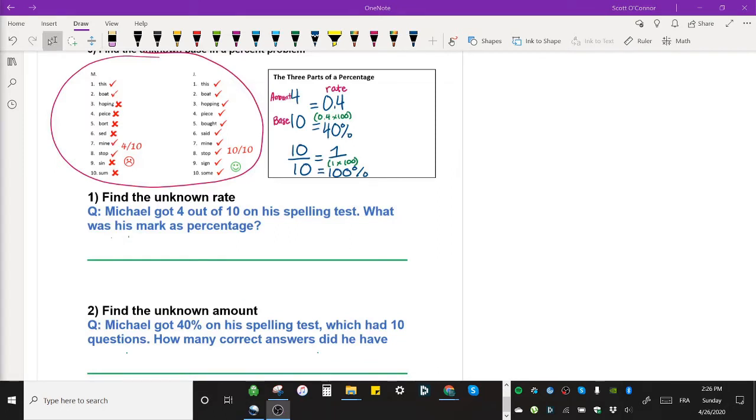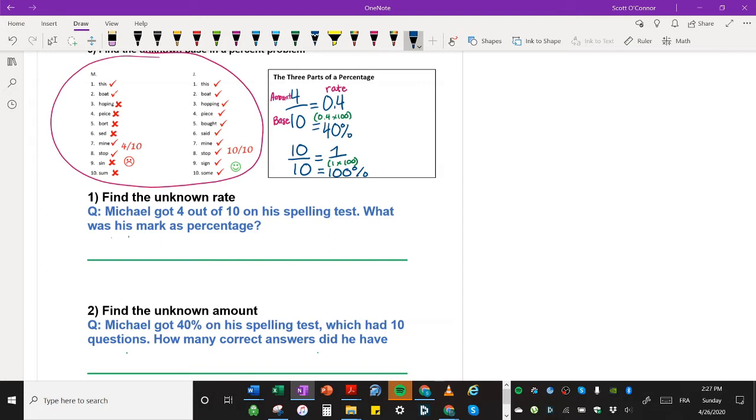Now that we know the three parts of a percentage, amount, base, and rate, we can learn how to solve the three types of percentage problems. In each type of percentage problem, you're going to be asked to find either the rate, amount, or the base. The key is to be able to read the question and understand what you have been given and what you are being asked for. So if we look at question number 1, it says Michael got 4 out of 10 on his spelling test. What was his mark as a percentage? If you look, we know that 4 is going to be our amount. 4 is the numerator in a fraction out of 10.